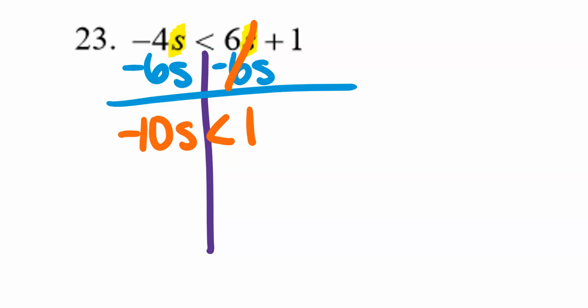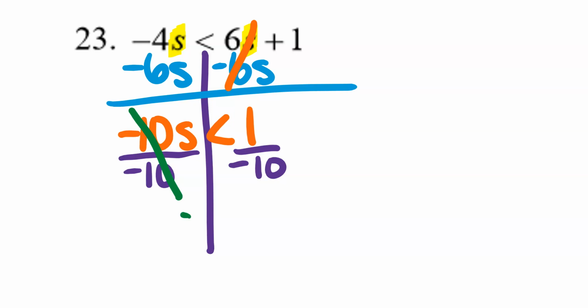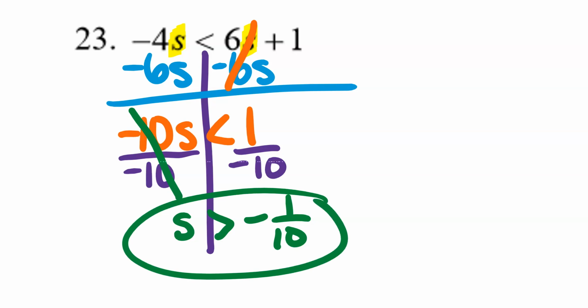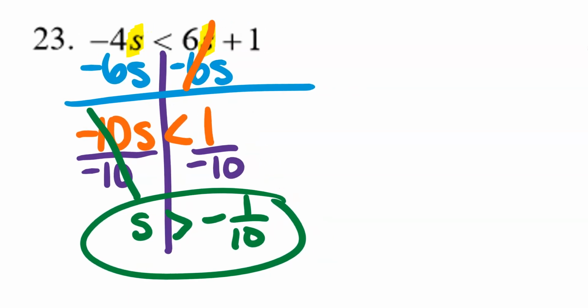Okay, now again, I'm getting S by itself. Negative 10 times S, that's what's happening right there. So opposite of multiply is divide. Divide by negative 10, divide by negative 10. Now be careful because I divided by a negative. So remember, when you divide by a negative, you have to flip that inequality. So S is greater than negative 1 over 10. That's going to be my answer. And now I got to graph it on a number line as well.